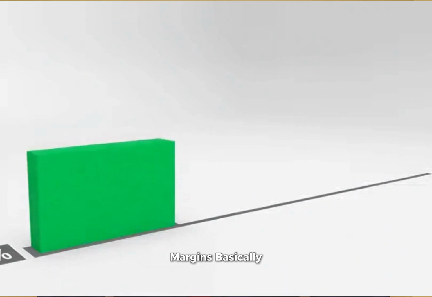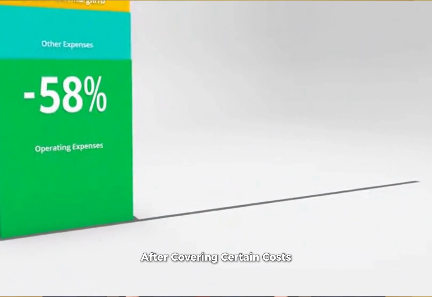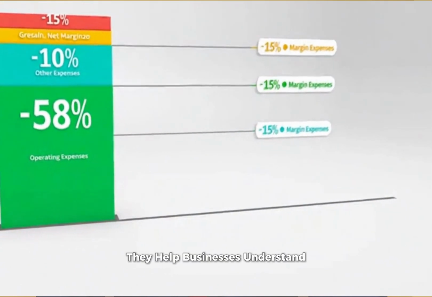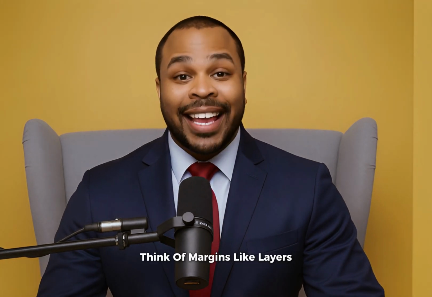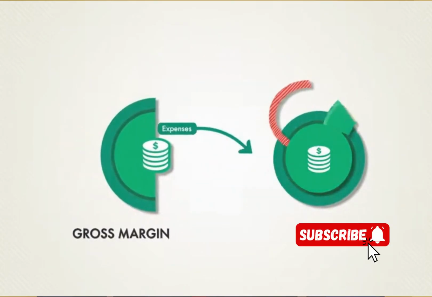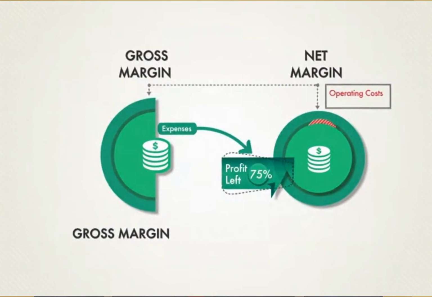So, what are margins? Margins basically tell you how much money a business keeps from its sales after covering certain costs. They help businesses understand whether they are profitable and how efficiently they operate. Think of margins like layers. Gross margin looks at the first layer of profit. Net margin looks at the final layer after everything is removed.